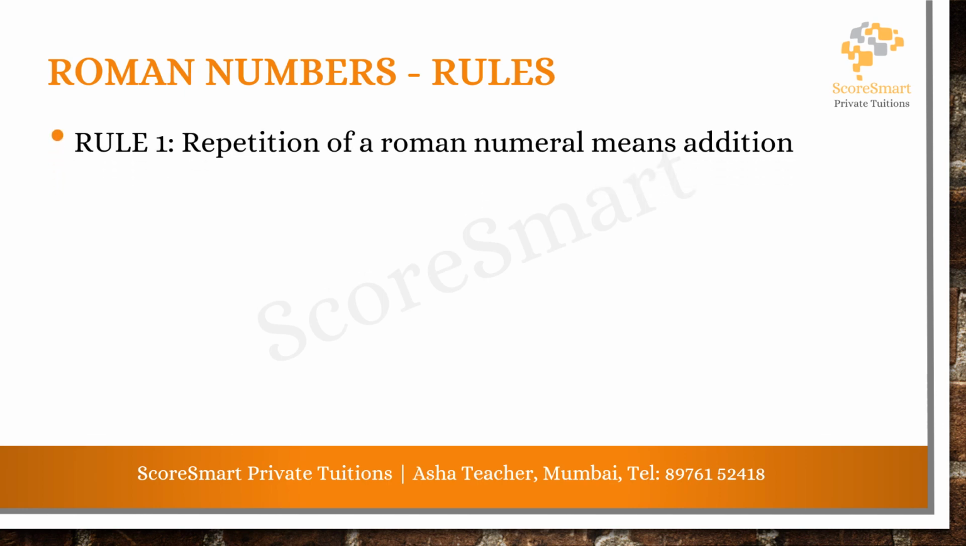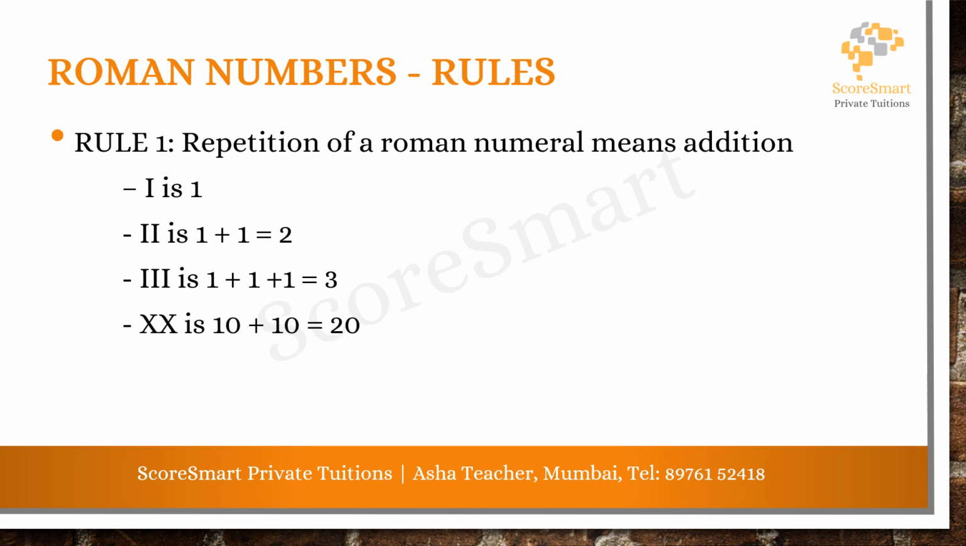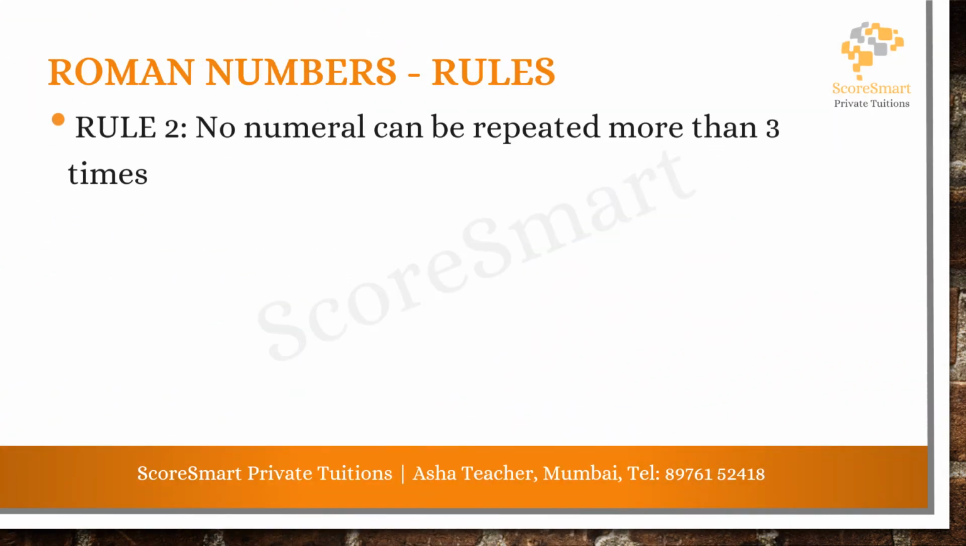Rule number 1. Repetition of a Roman numeral means addition. For example, I is 1. II is 1 plus 1, which is 2. III is I plus I plus I, which is 1 plus 1 plus 1, which is 3. Similarly, XX is 10 plus 10, which is 20. Let's see the next rule.